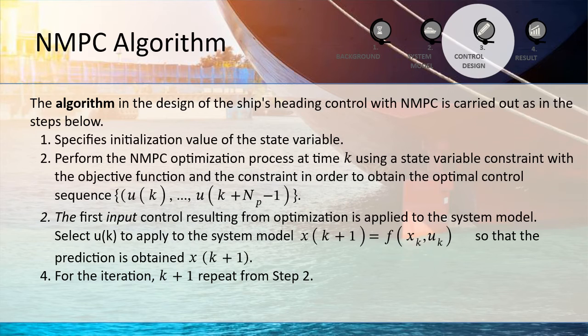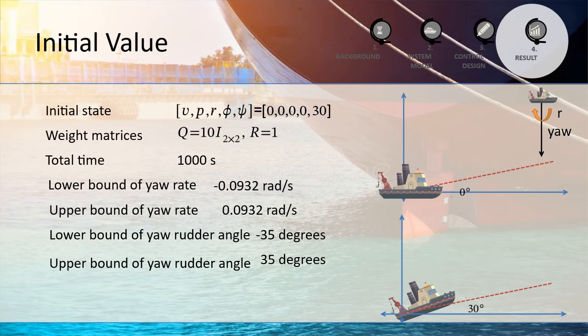The algorithm in this design of the ship's heading control with NMPC is carried out as in the steps below. First, specify the initialization value of the state variable. Second, perform the NMPC optimization process. Third, the first input control resulting from optimization is applied to the system model. Fourth, for the iteration k plus 1, repeat from step 2. Simulation is used to determine the performance of the system by the given optimal control.